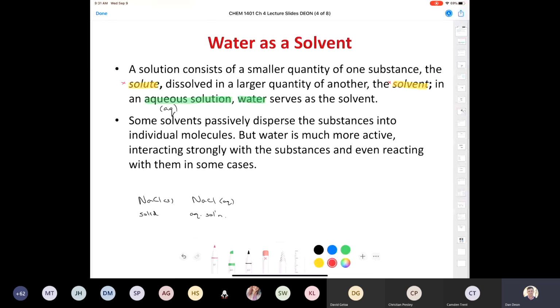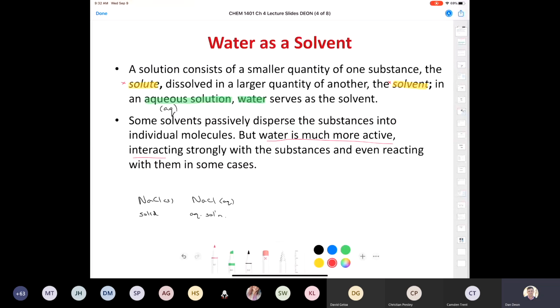It says here that some solvents passively disperse the substances into individual molecules, but water is much more active, interacting. Water interacts strongly with the substances and even reacts with them in some cases. Now, a case of water reacting with something would be, for example, if you put sodium metal in water, you probably know that causes a fire, right? It causes an explosion. But let's talk about the nature of water and explain how and why water is much more active, why it can interact with substances, okay?